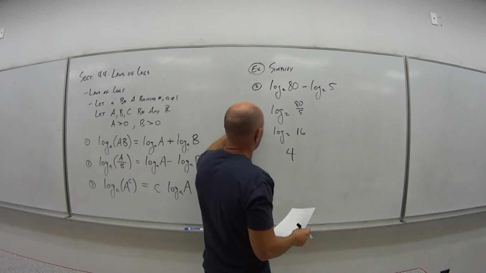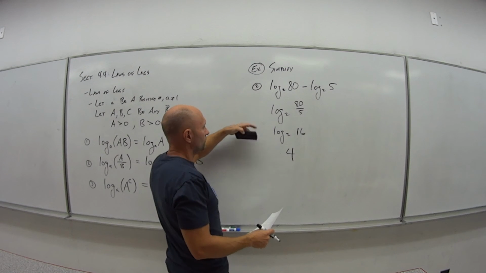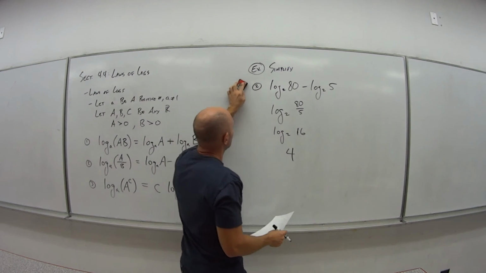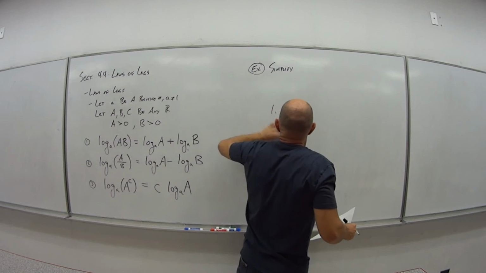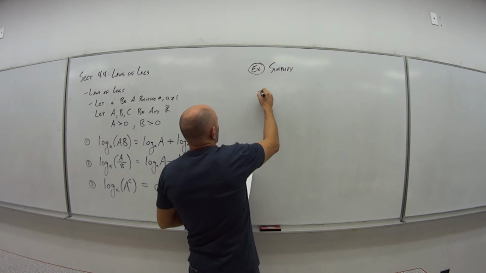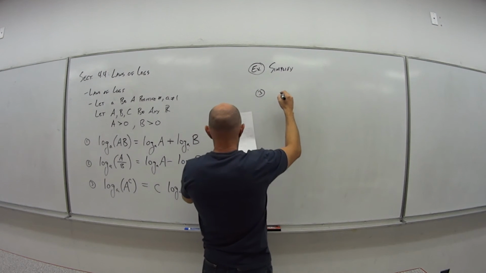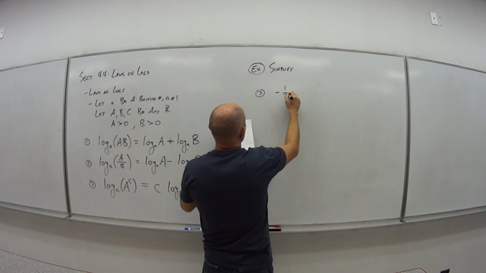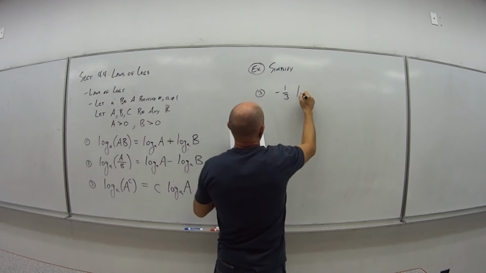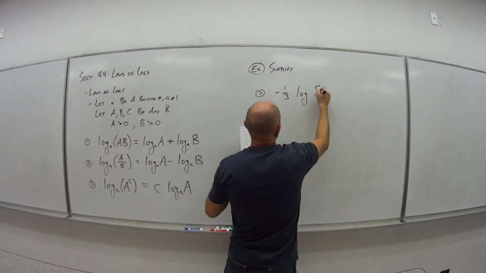Last example. So again, if you need to follow through or go back through it, go ahead and hit pause. Otherwise, example 3 is as follows. I want to know what's negative 1/3 log of 8.